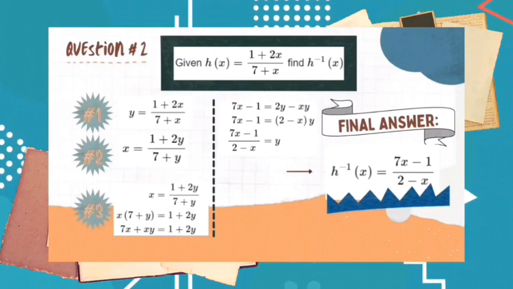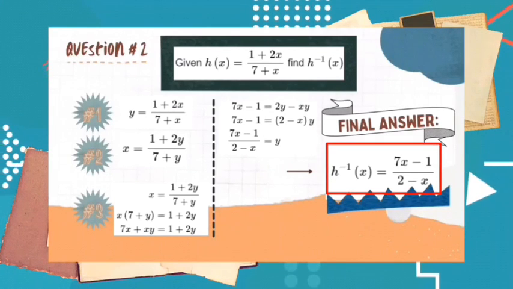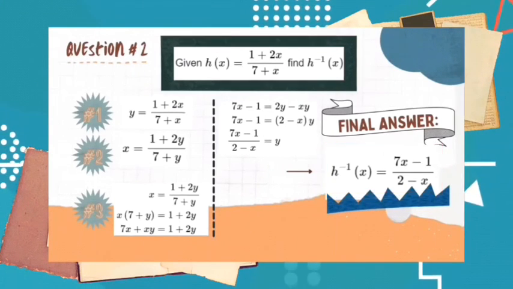We can factor out y from the equation on the right side, leaving us the quantity of 2 minus x times y. Divide both sides by 2 minus x in order to get the final answer for y, and that is our final answer.